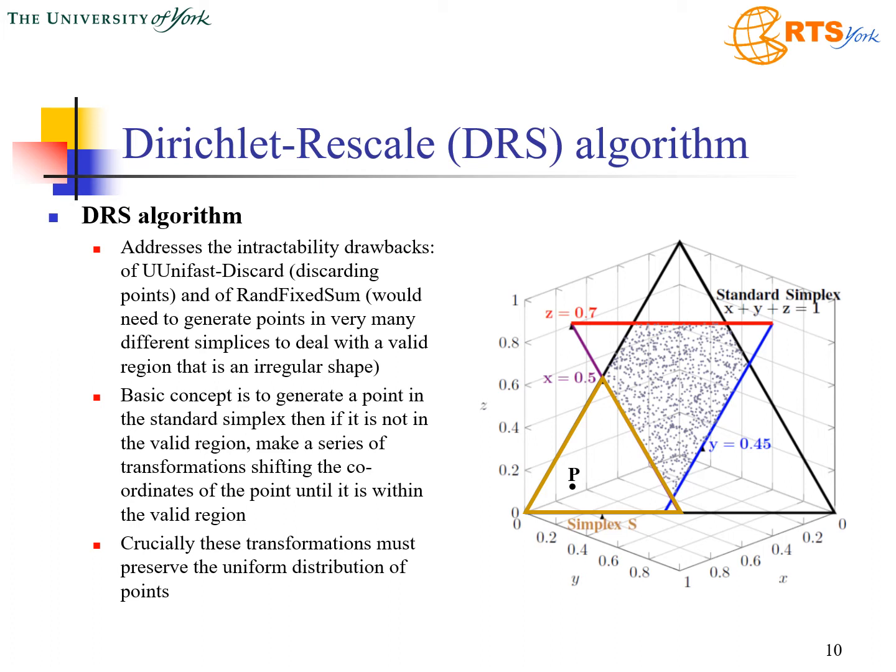The DRS algorithm was designed to cope with asymmetric constraints and to address the intractability drawbacks of U-Unifast discard, which discards points, and those of round-fixed sum, which would need to generate points in very many different simplices to deal with a valid region that is in irregular shape. The basic concept of DRS is to generate a point on the standard simplex, and if it is not in the valid region, to make a series of transformations, shifting the coordinates of the point until it is within the valid region. And crucially, these transformations must preserve the uniform distribution of points.